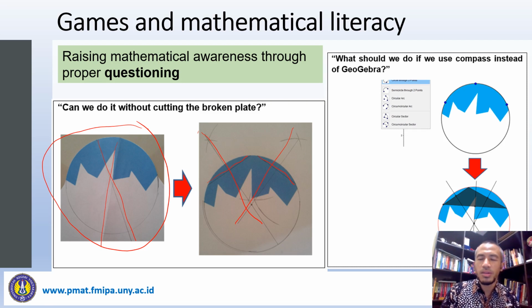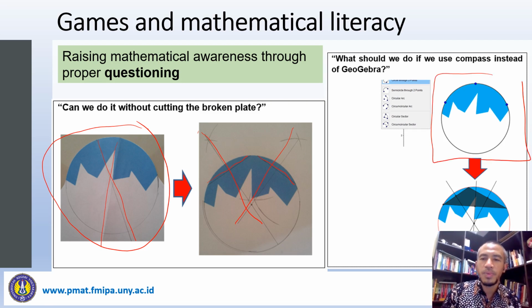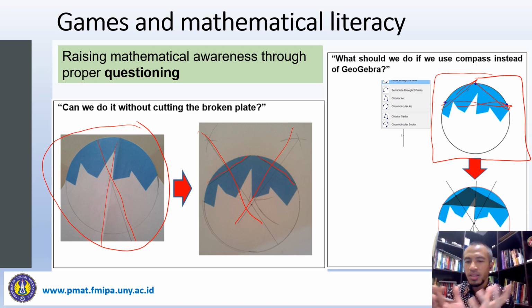Similarly, when the students are using the feature of GeoGebra, we also ask them, what should we do if we use compass instead of GeoGebra? At the end, they realize that these 3 points on the circles mean a triangle. So, by using compass, they can construct a circumscribed circle of the triangle. And then at the end, they have the circle.